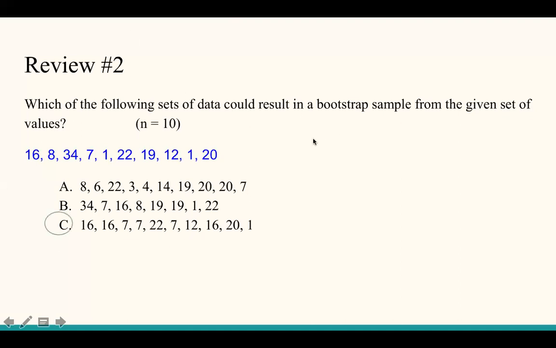Yay, good. C is the answer. A does have 10 values in it, but some of the values are not from the original distribution. 3 is not in there, 4 is not in the original distribution. And then B has 8 values, and I think the values are from the original distribution, but the n is different. So good job on that.